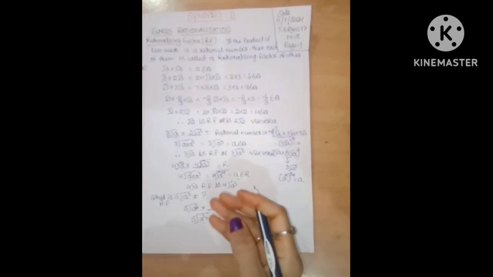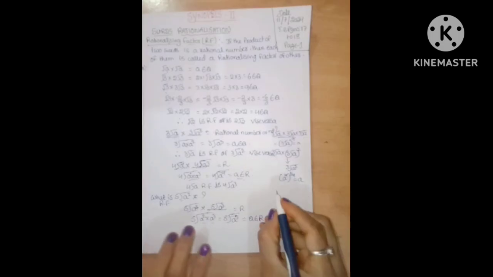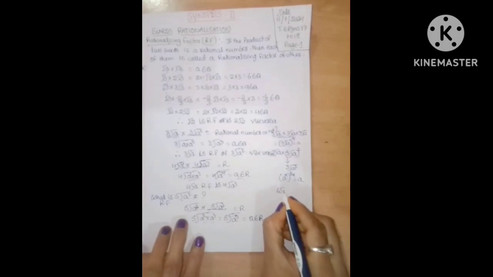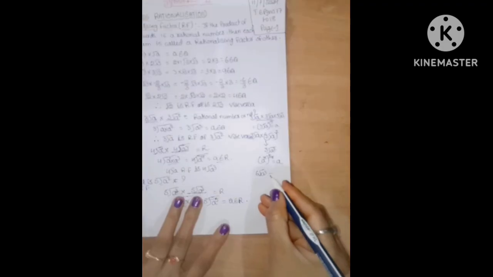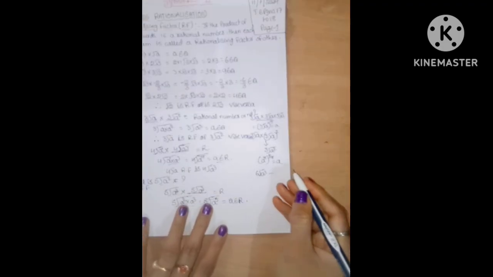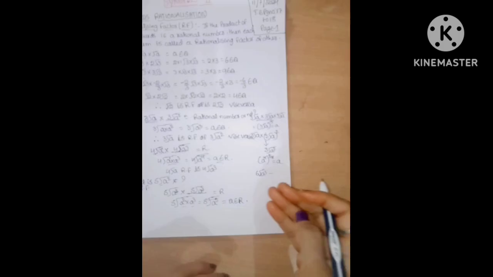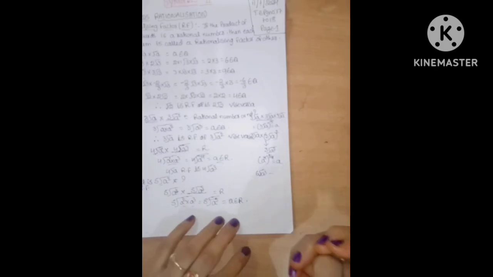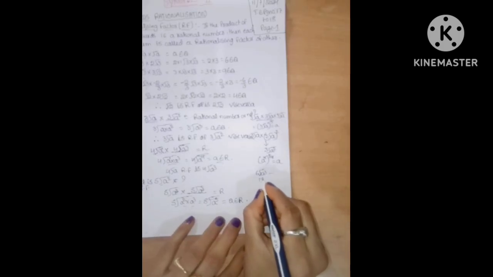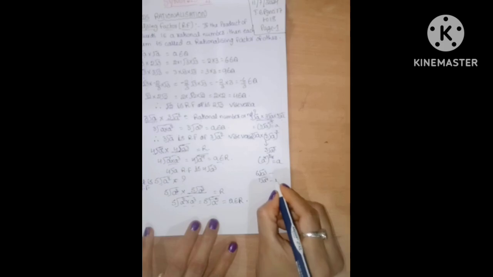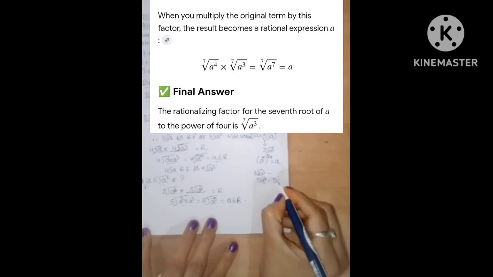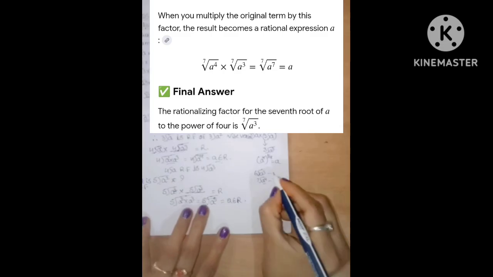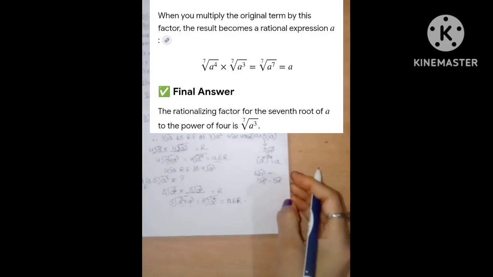For example, the 6th root of a cubed. What is the rationalizing factor of the 6th root of a cubed? The 6th root of a cubed. Very good. The 7th root of a to the power of 4. What is the rationalizing factor of the 7th root of a to the power of 4? A cubed. Very good. Did you understand? Yes, very good.